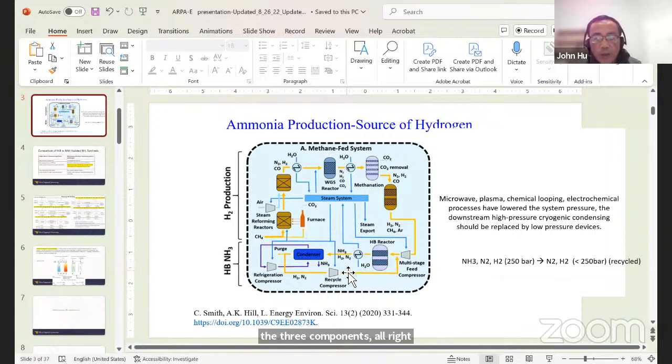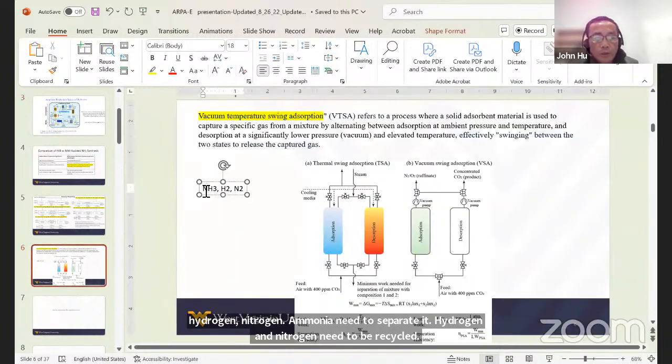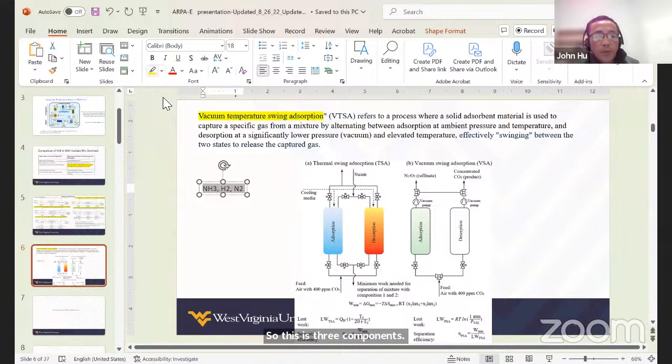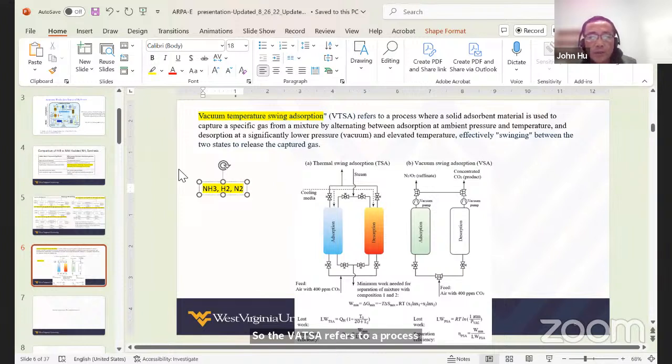Ammonia needs to be separated. Hydrogen, nitrogen need to be recycled. Okay. So these are 3 components we need to separate. So that means we need to condense or make the ammonia come out. So the VTSA refers to a process where it's a solid solvent. Keep in mind, it's solid solvent. Okay, and then the material is used to capture a specific gas.